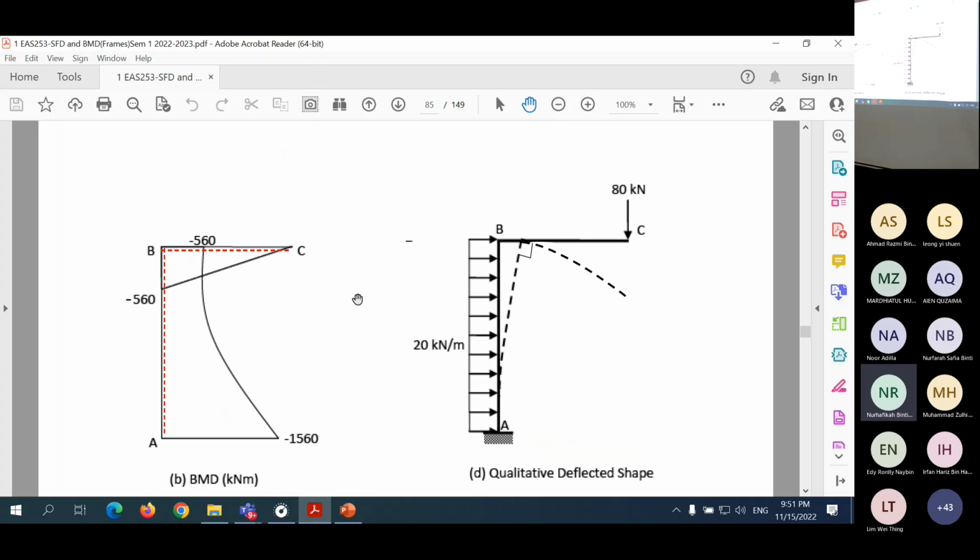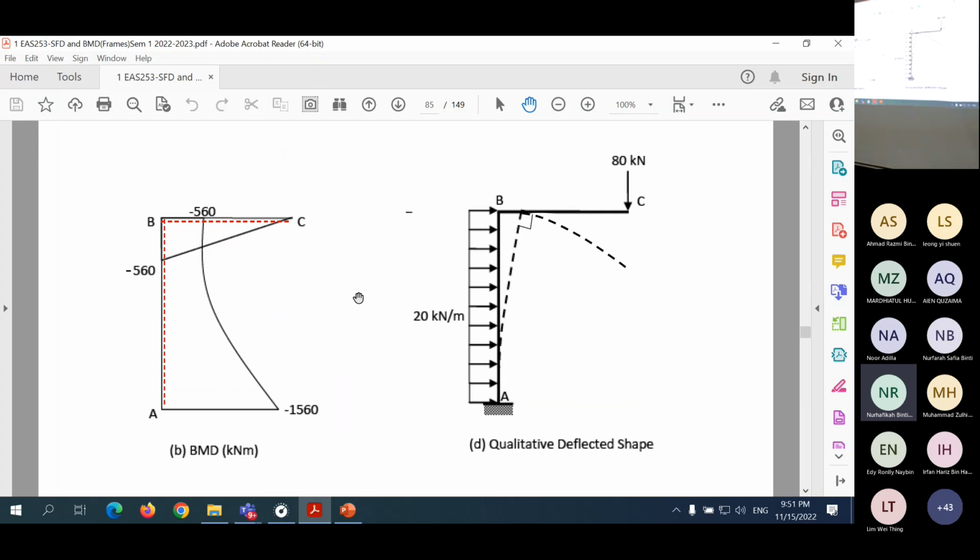So, the qualitative deflected shape, just to get you familiar with the qualitative deflected shape for a frame. Remember, the bending moment diagram is drawn on the compression side. So the dotted line there indicates which part is in compression. It follows the bending moment. Then, if that is compression, this one should be bent like this. This one should not move, and the slope should be 0 here because this is fixed.